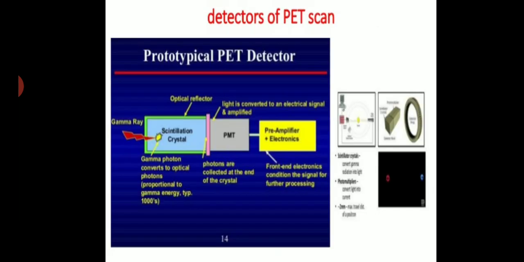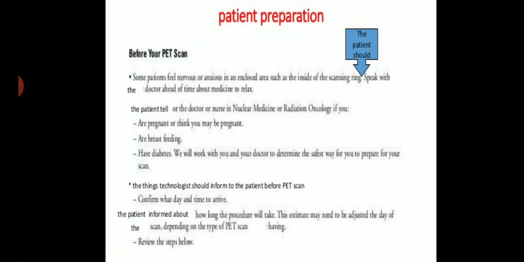So, detectors of the PET scan, that is the scintillation detectors. Gamma photons convert to optical photons. Then photons are collected at the end of the crystal. Then front end electronics condition the signal for further processing. And this is how the scintillation detectors in the PET scanner work.